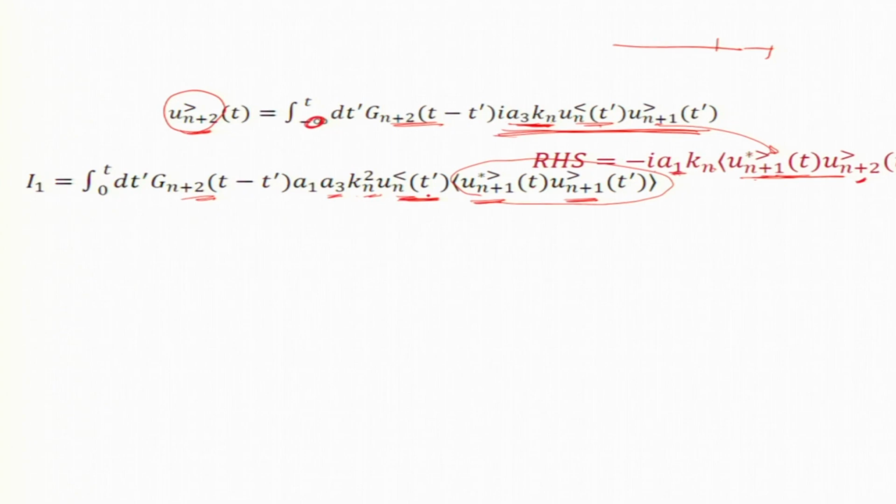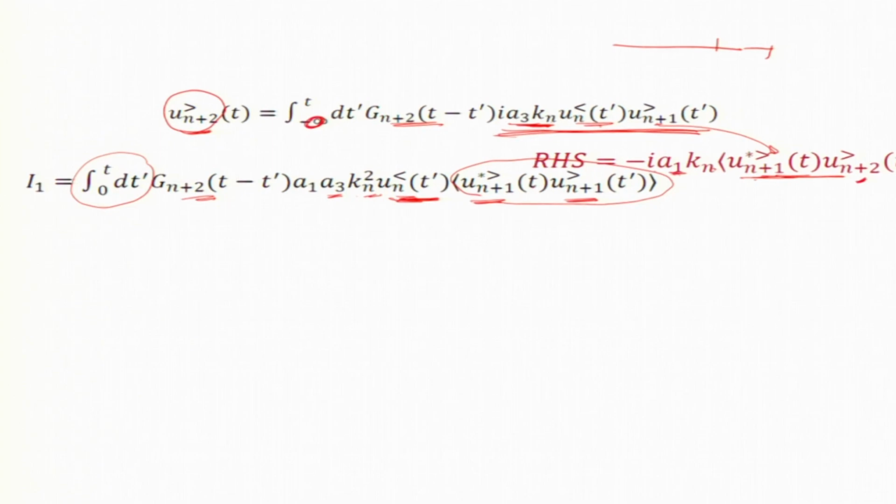So there is a bit of a problem. I want un of t, right? My equation in the previous slide is un of t, but this guy is un of t prime. Problem, no? Because I want it at time t, and I have this integral inside, and I need to integrate this stuff. So what should I do? I make an approximation. This is called Markovian approximation.